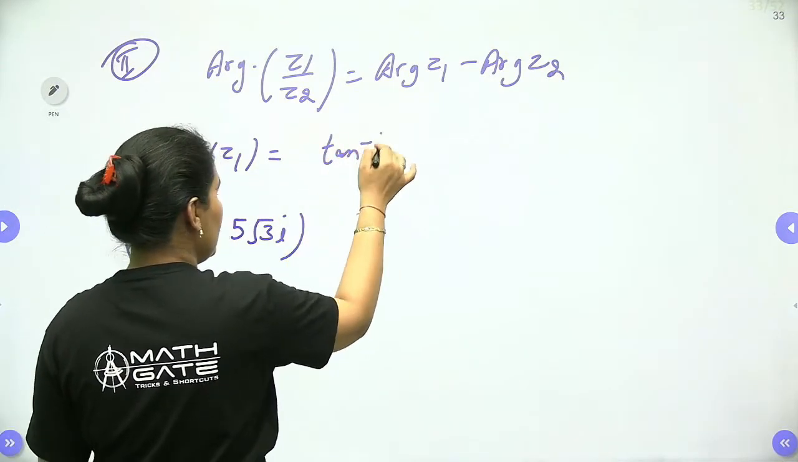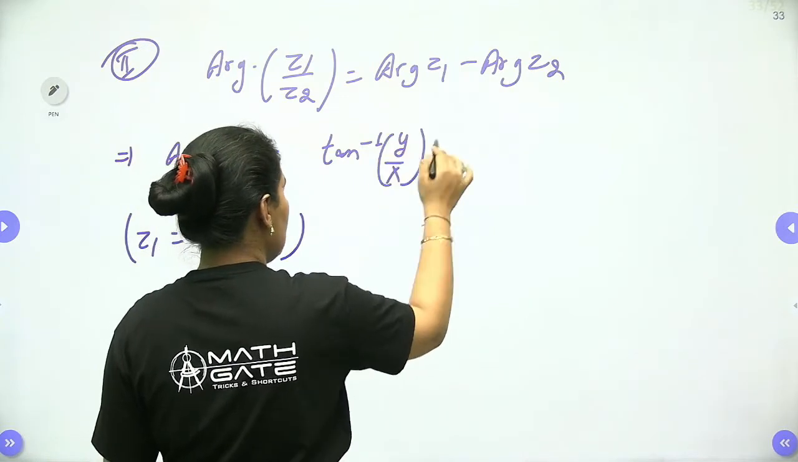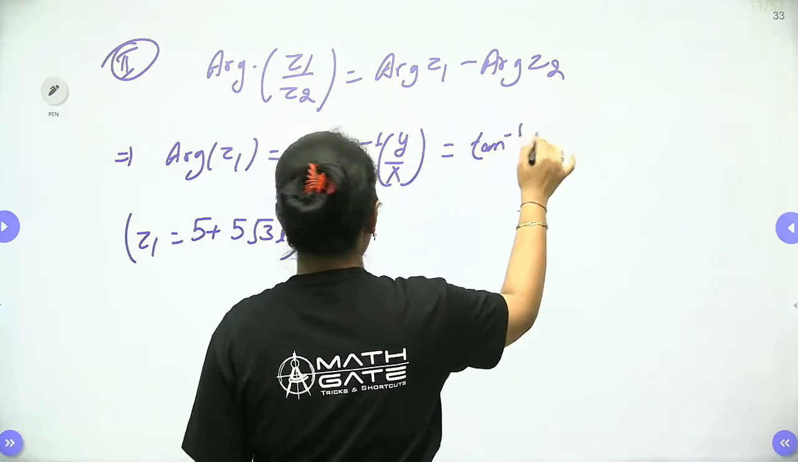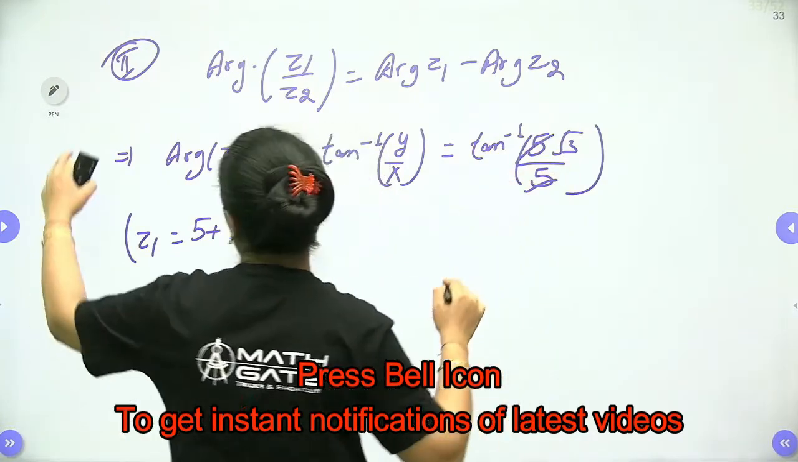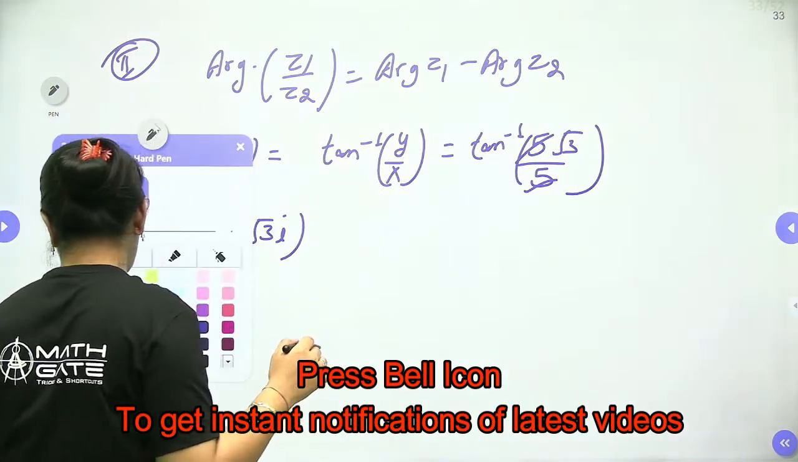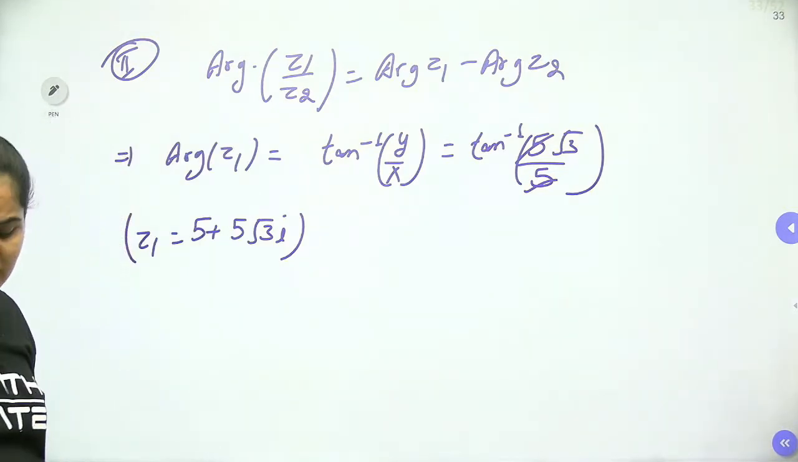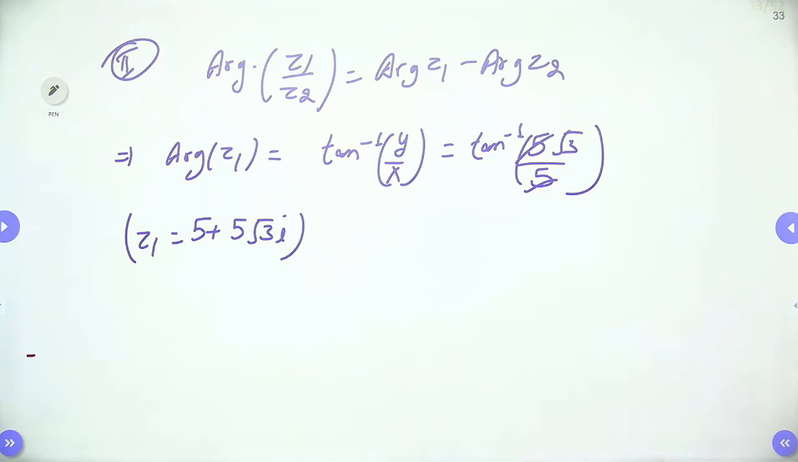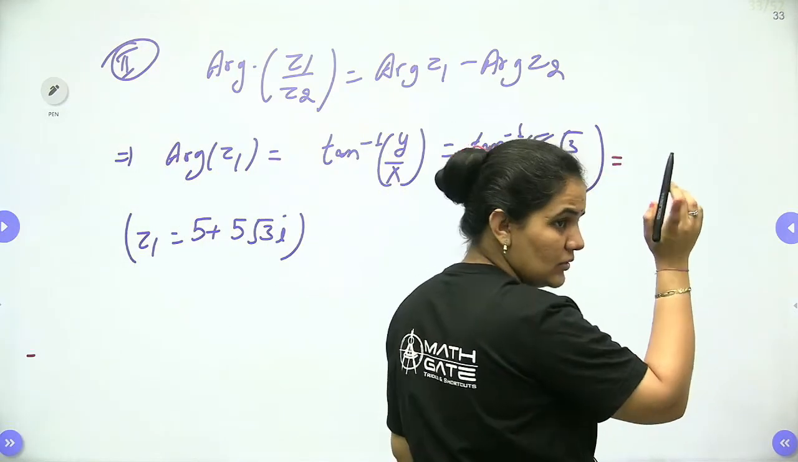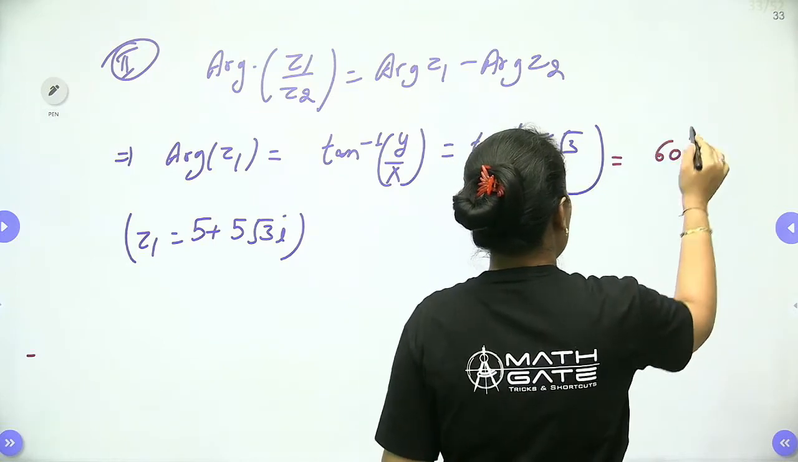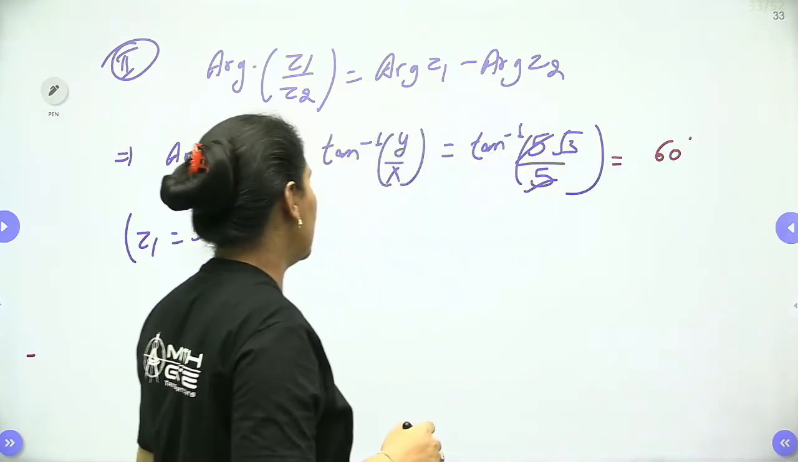It will be tan inverse y by x only, we know very well. So it will be tan inverse 5 root 3 by 5 only. We can just cancel out 5 by 5. It will be tan inverse root 3 only. So we know very well the tan inverse value at root 3 is 60 degree only, right? So it will be 60 degree, the argument of z1.